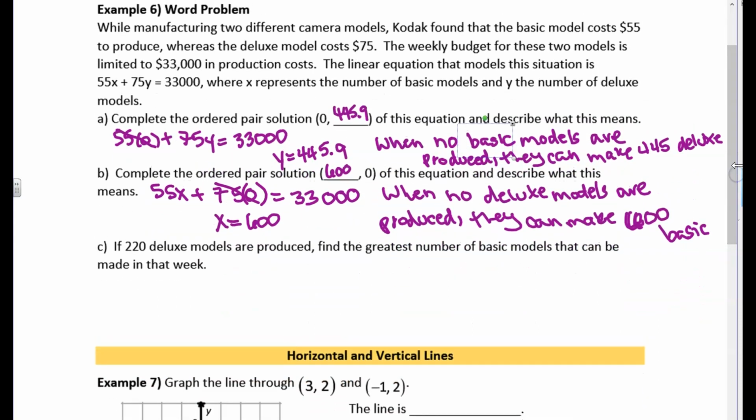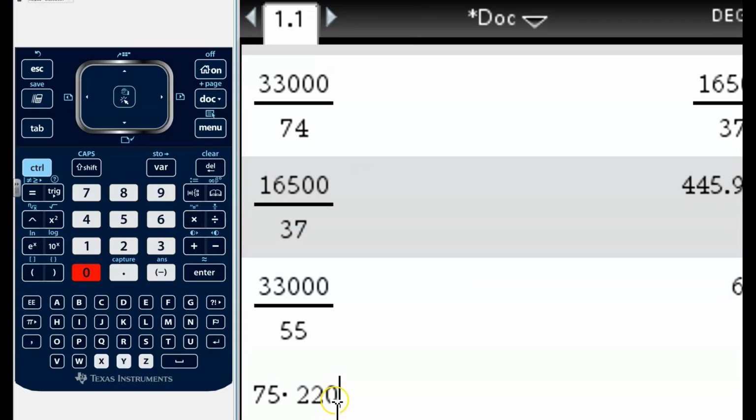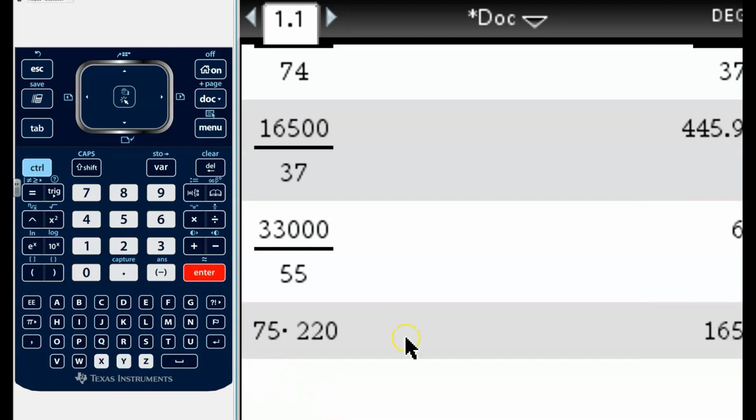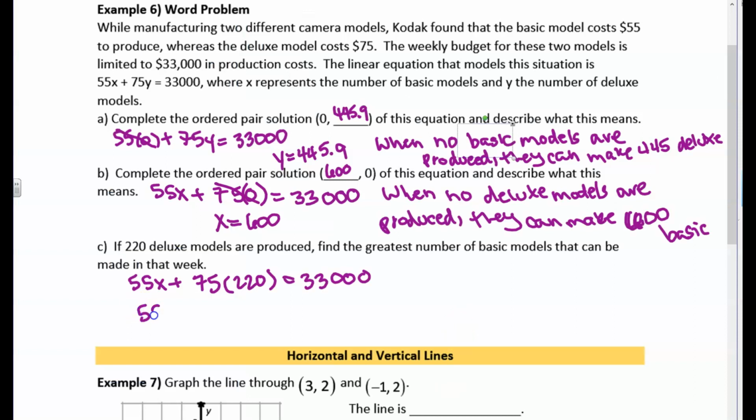All right. If 220 deluxe models are produced, again, guys, deluxe is my y value. So if we have 55x plus 75 times 220 equals 33,000, find the greatest number of basic models that can be made this week. This is simply solving this equation. I'm first going to multiply 75 by 220. I'm going to do 75 times 220 to get 16,500. So 55x plus 16,500 equals 33,000.